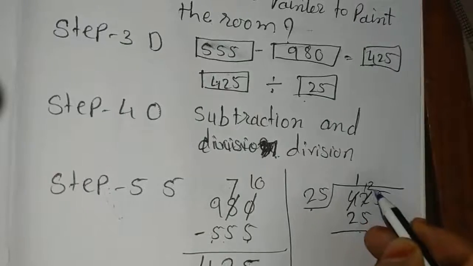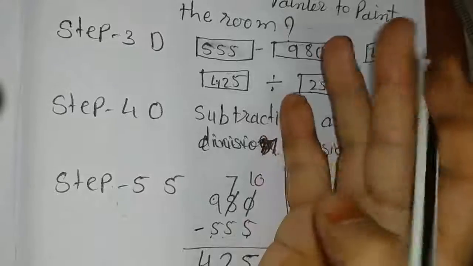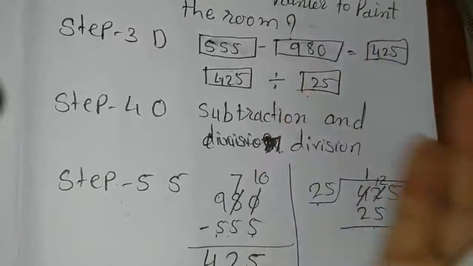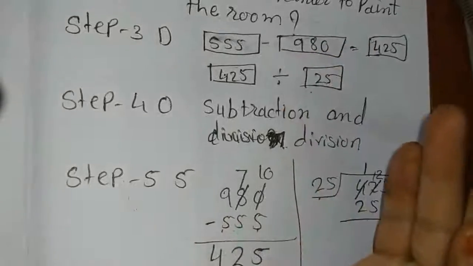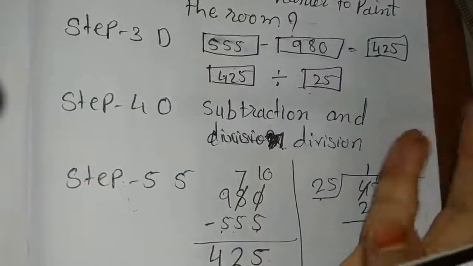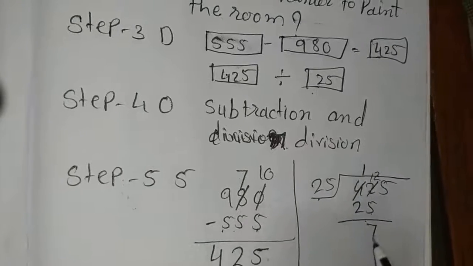Cut 2, write here 12. 12 minus 5, 12 on your finger: 1 2 3 4 5 6 7 8 9 10 11 12. Cut 5: 1 2 3 4 5. Remaining number is 1 2 3 4 5 6 7. So students, here we have to write 7.